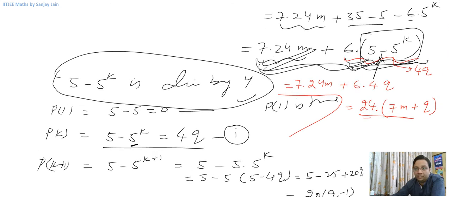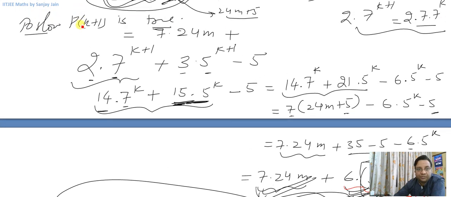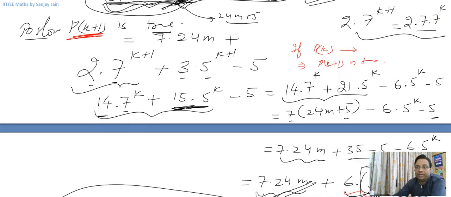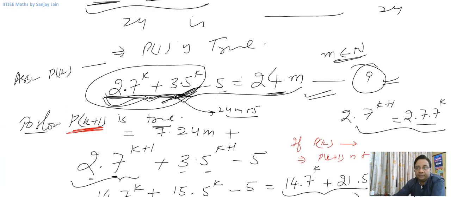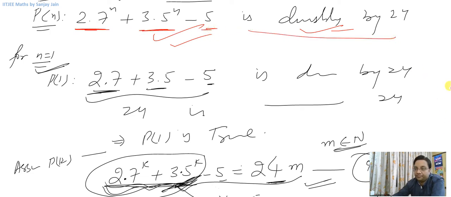And what was this? This was p of k plus 1. So I can say, when p of k is true, that will imply that p of k plus 1 is true. Hence my p of n is true. And what was p of n? This statement. This is true. So I proved that 2 into 7 raised to power n plus 3 into 5 raised to power n minus 5 is divisible by 24. Okay.